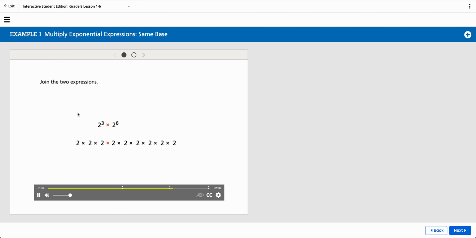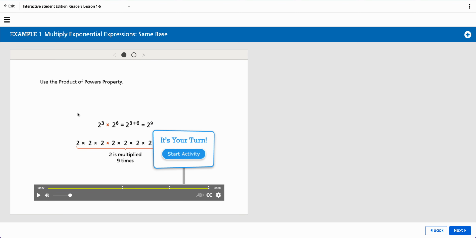When you join the two expressions, 2 is multiplied 9 times, which is equal to 2 to the 9th power. There's a pattern when you multiply two exponential expressions with the same base. We can use the product of powers property. 2 cubed times 2 to the 6th power is equal to 2 to the power of 3 plus 6, which is equal to 2 to the 9th power.